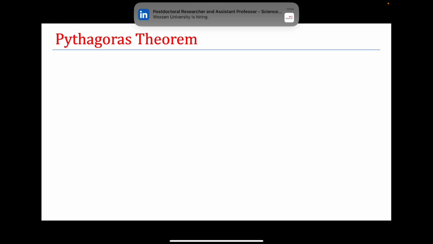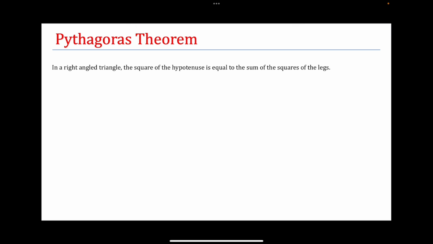So the theorem which is obeyed by a right angle triangle is called a Pythagoras theorem. Pythagoras theorem states that in a right angle triangle, the square of the hypotenuse is equal to the sum of the squares of the legs. So in the given right angle triangle, A and B are the legs and C is the hypotenuse. So square of the hypotenuse, C square, is equal to sum of the squares of the legs. So that is A square plus B square.